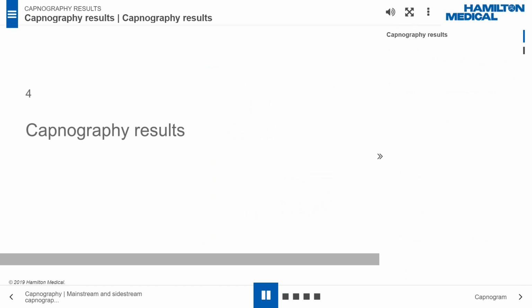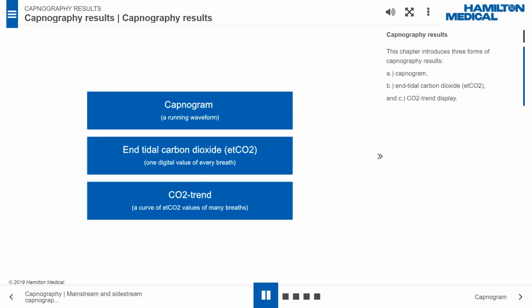Capnography results. This chapter introduces three forms of capnography results: A. Capnogram, B. End-tidal carbon dioxide (EtCO2), and C. CO2 trend display.